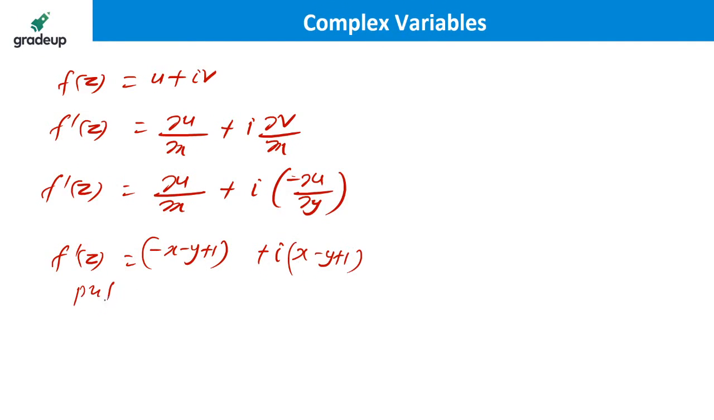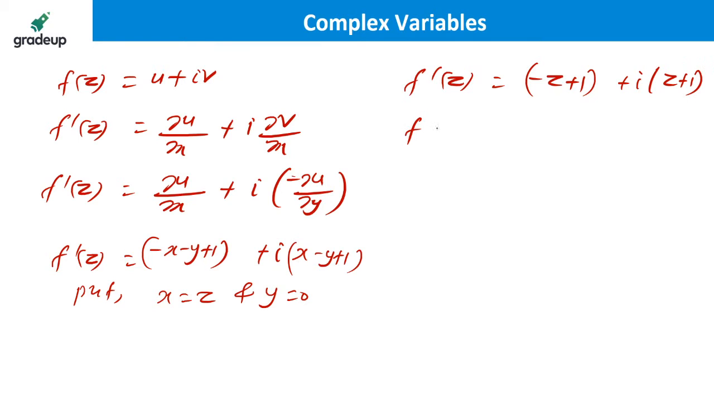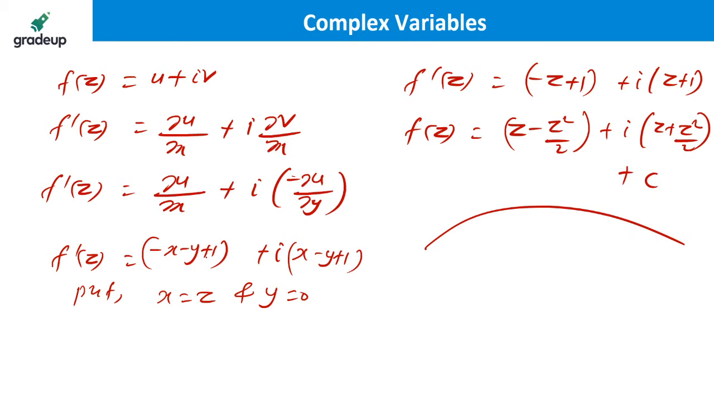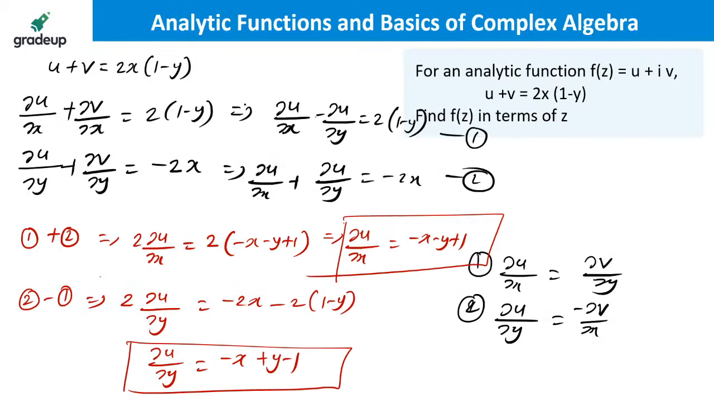And now you can put the Milne-Thomson substitution, put x equal to z and y equal to 0. So you have got f dash z equal to minus z plus 1 and z plus 1. In order to find f of z, you have to integrate. So integration of 1 will be z minus z square by 2, and here z plus z square by 2 plus some constant c. They have asked the value of f of z in terms of z.